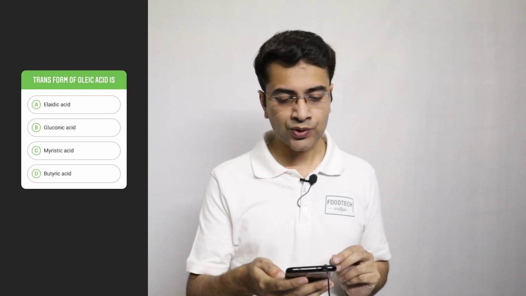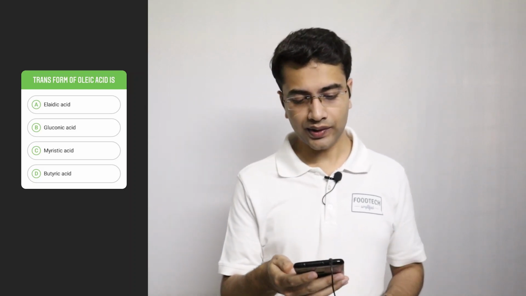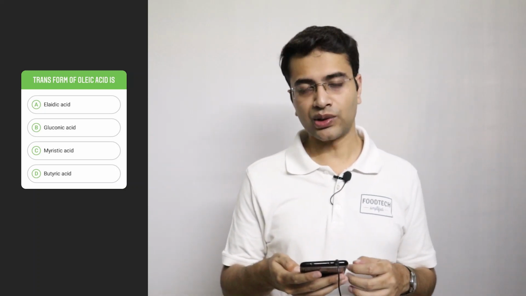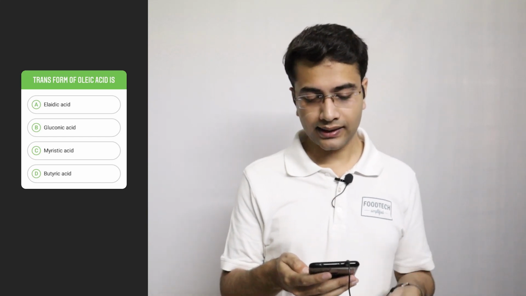Right. Next question. Trans form of oleic acid is option A, allylic acid, option B, gluconic acid, option C, myristic, option D, butyric acid. So this is also a question where there is no concept behind it. That is why I'm not going to explain it in depth. The correct answer is allylic acid. Moving on to the next one.